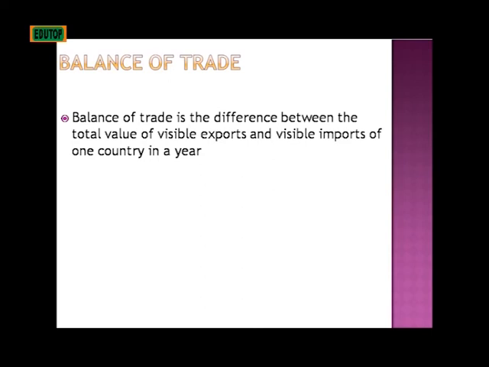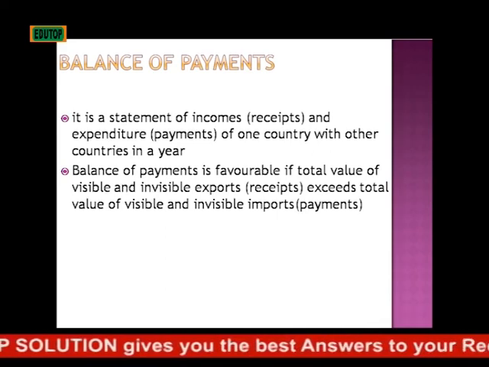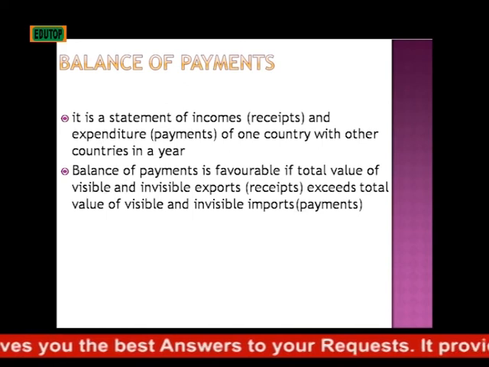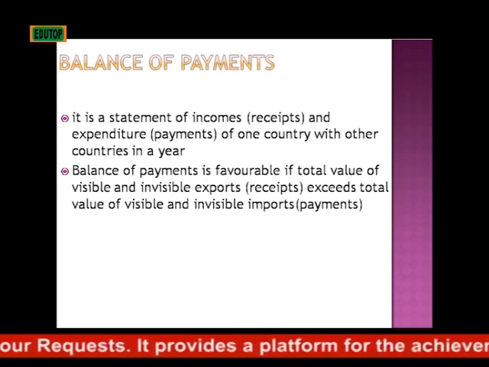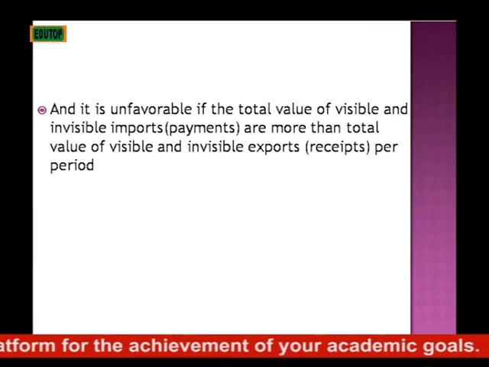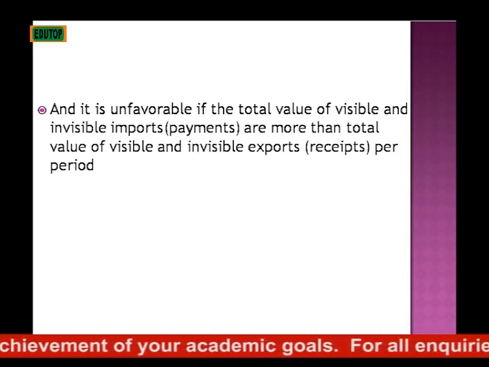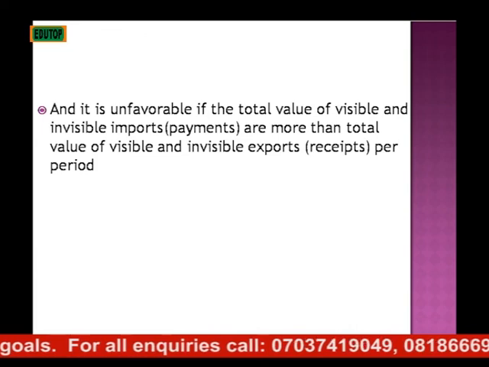Now let's talk about balance of trade. Balance of trade is the difference between the total value of visible exports and visible imports of one country in a year. Also, balance of payment. It is a statement of incomes, that's receipts, and expenditure, that's payments, of one country with other countries in a year. Balance of payment is favorable if the total value of visible and invisible exports, that's receipts, exceeds the total value of visible and invisible imports, that's payments. And it is unfavorable if the total value of visible and invisible imports, that's payments, is more than the total value of visible and invisible exports, that's receipts, per period.